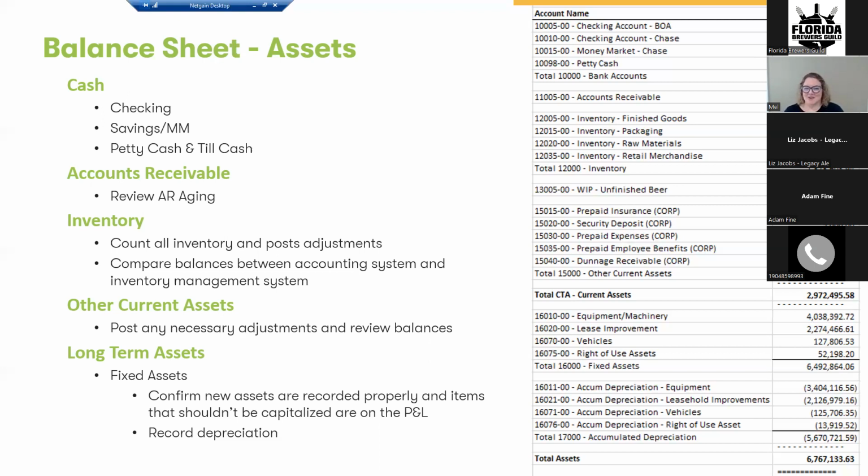Okay, inventory is a big one. I know I was going to spend a lot of time on that. Okay, so other current assets.